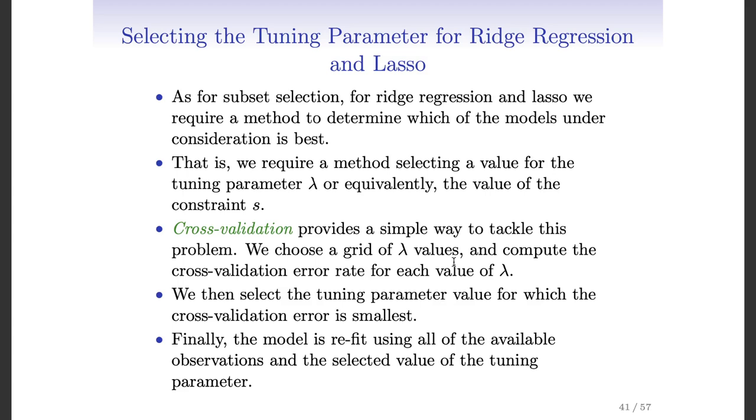In this case, you will select a grid of lambda values, and you repeat the training of the model, and then the computation of the cross validation error rate for each value of lambda. And you just plot a curve that shows the estimates of the test error depending on lambda, and you will select the lambda for which the cross-validation error is smallest. When you have chosen your value of lambda, of course, it is convenient that you use all the available data and you make a final estimation using the selected lambda that you have found before.